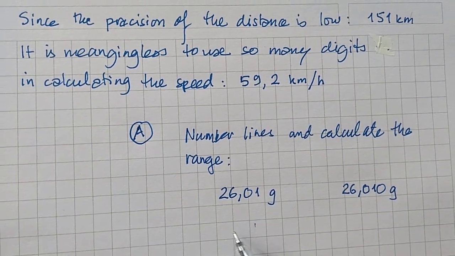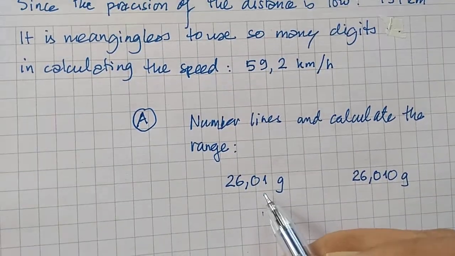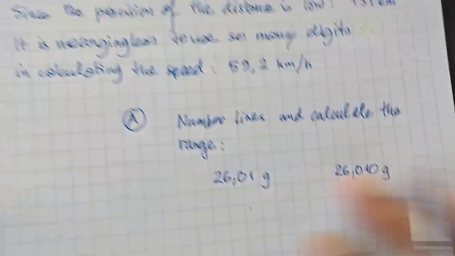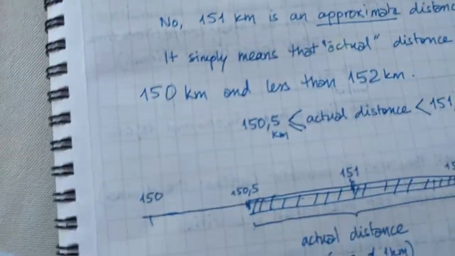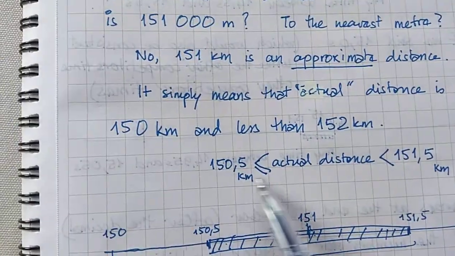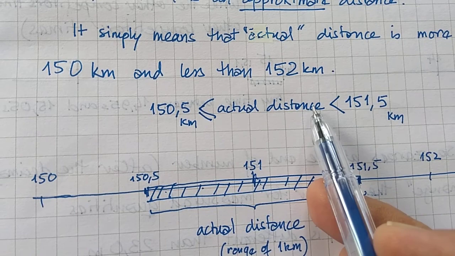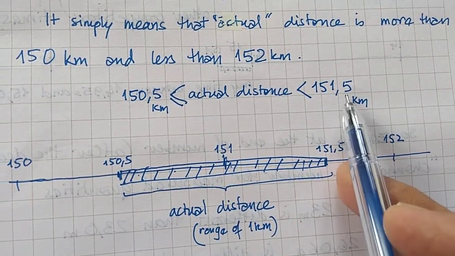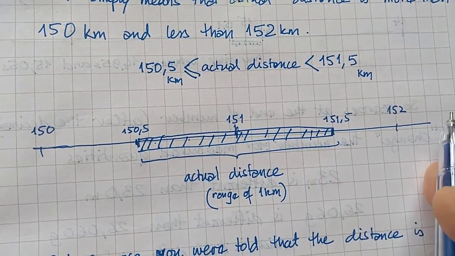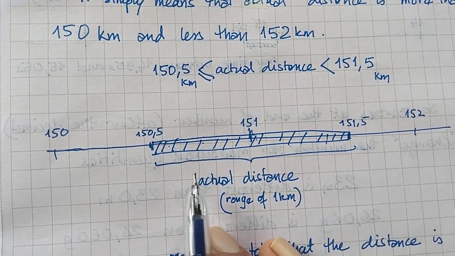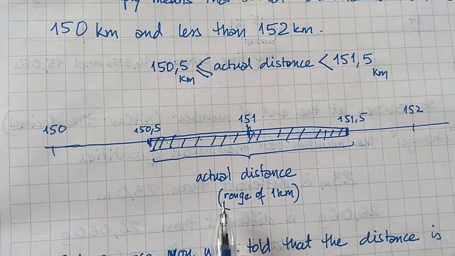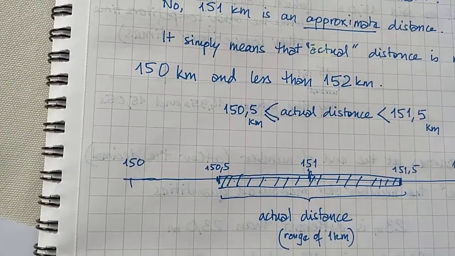So I want you to draw the number line for these two, and I want you to calculate the range for these two. There are three things I want you to do for each one. One is to write it like this, actual mass, because I've used grams. The second is to draw the number line and then write the range here, actual mass anywhere between that and that range, and then do the same with the other number.